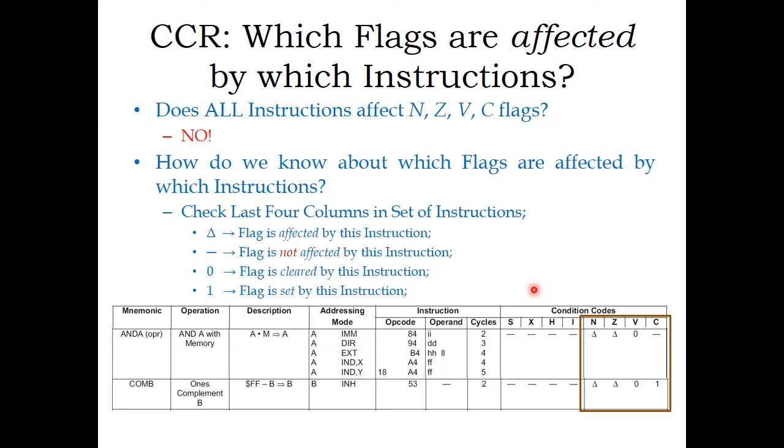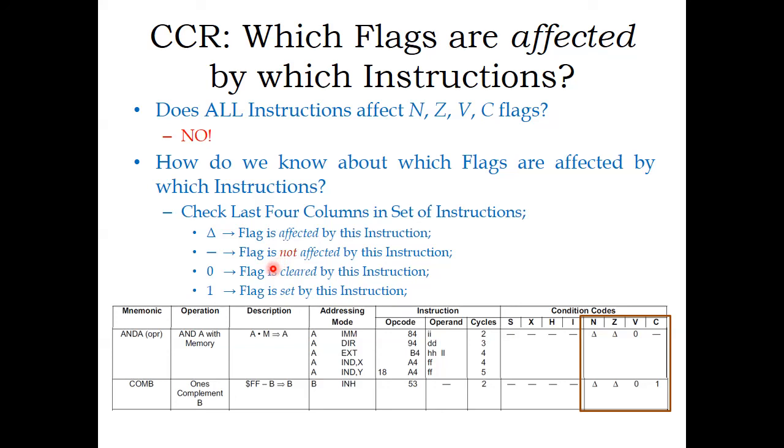Now, here we have several different symbols. Now, how do I know which symbol means what? If you have a small triangle there, that means the flag is affected by this instruction. Now, affected means what? The flag can be either set or cleared. We don't know it. We have to calculate to understand it. Okay, that means the flag is affected. Now, if you see a dash or a hyphen there, then you know that flag is not affected by this instruction. That means no matter what the instruction does, the flag will not change.